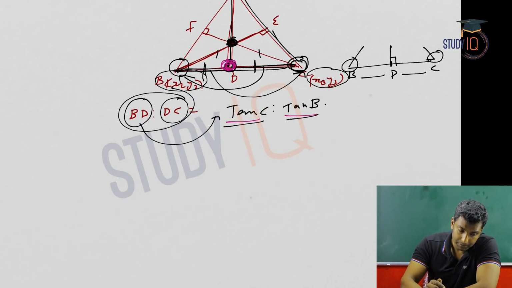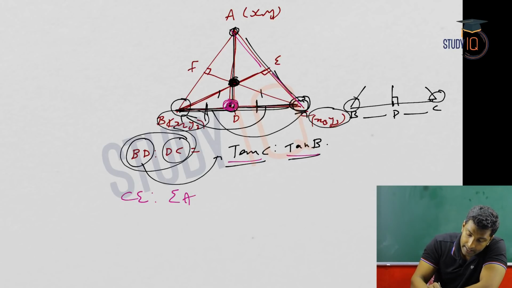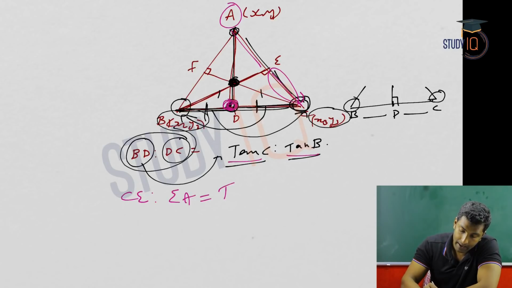Or similarly, CE and AE. So CE is to AE. So CE is this, which angle should I take? I should take angle A, which is equal to tan A. Then AE is this, so I should take this angle, right? Which will be equal to tan C.